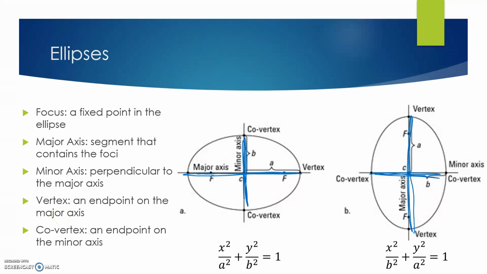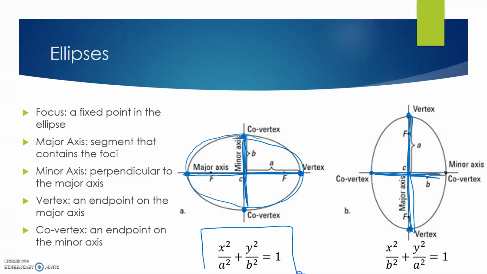The vertex, the vertices are points that are on the major axis at the end of it, and they help us find our shape. So here and here. And then the co-vertices are the endpoints on the minor axis. So between those 4 points, we kind of get our shape of what the ellipse should look like.